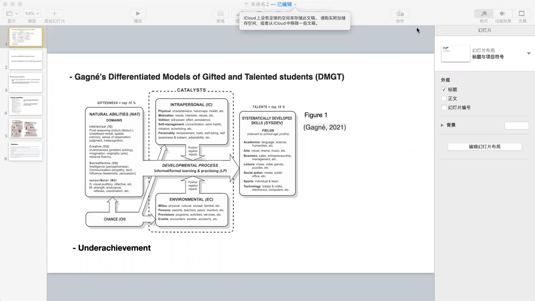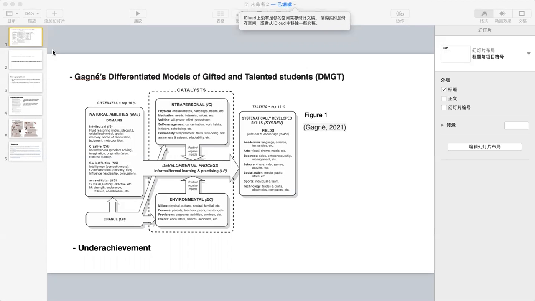Hi, today I'm going to talk about the identification of gifted students in our faculty, which is language. Let's start with the definition of gifted student. According to Gagné's Differentiated Model of Giftedness and Talent, which is DMGT, giftedness is defined as spontaneous, outstanding, untrained innate ability or aptitude that is in the top 10 percent among the same age peers in one domain.